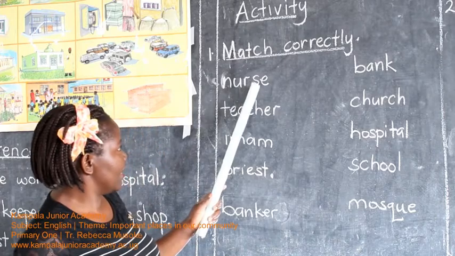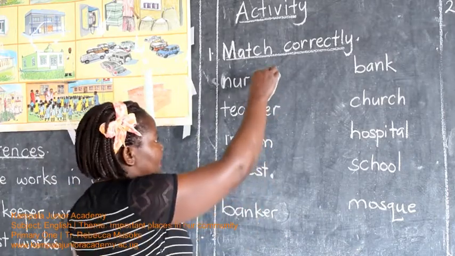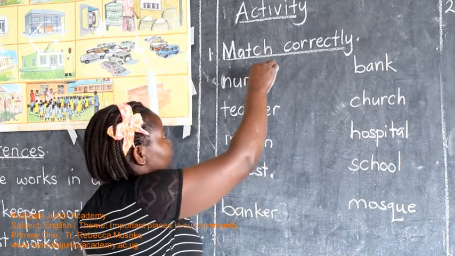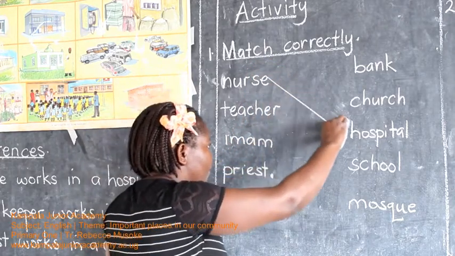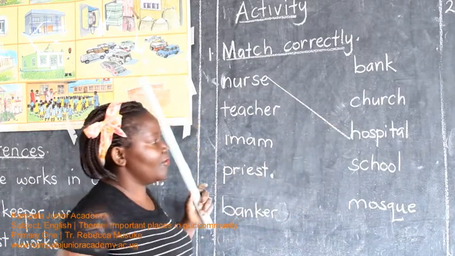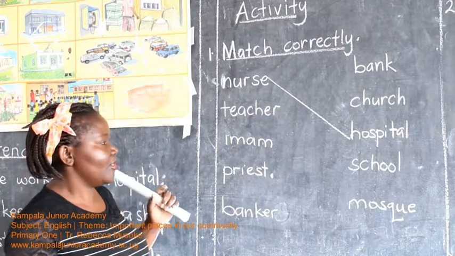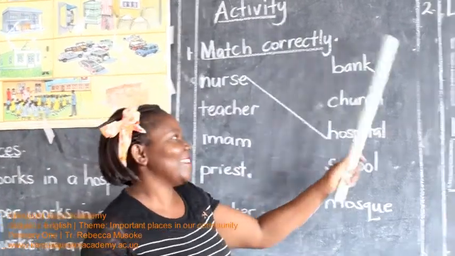Now when you look at the nurse, where does a nurse work? A nurse works in a hospital. We match straight from nurse up to hospital. That one I have done for you. You're going to do the rest. Don't match zigzag. The teacher will not be happy with zigzag matching.